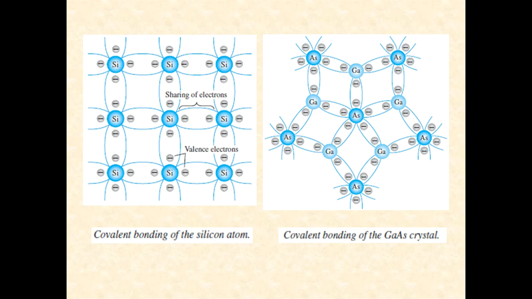Okay, covalent bonds are strong in nature. Well, a similar case also applies for gallium arsenide, but the only difference is in the crystal structure.